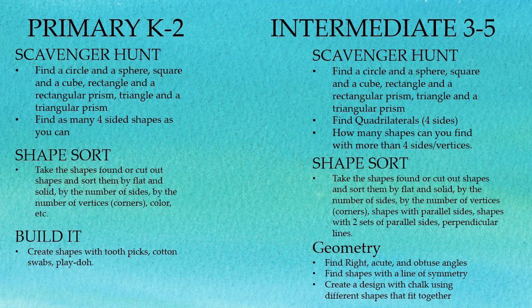I provided for you some activities for primary K through 2 and intermediate 3 through 5 that you can do with your students at home to promote the learning of shapes. Both of them have a scavenger hunt and a shape sort. The primary K through 2 also includes a build it, and 3 through 5 includes a geometry. These are pages that you may want to take a picture of so that you can quickly reference them when you're at home to give you ideas to do with your students. I'll give you a minute to take that picture.